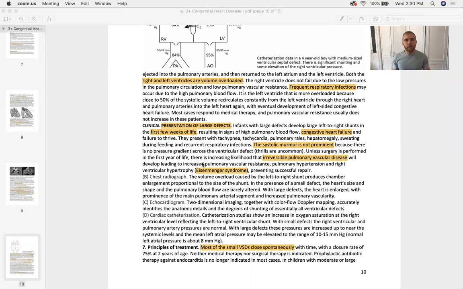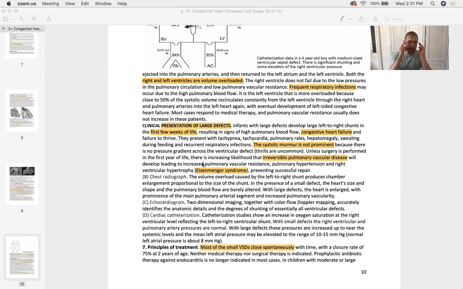You're going to see irreversible pulmonary vascular disease secondary to this hypertension of the pulmonary circuit and this congestion we've been referring to. And you can see Eisenmenger syndrome present quite rapidly in these infants and children with large ventricular septal defects. On a radiograph, the whole heart's going to be a little bit bigger. You may see the pulmonary arteries be a little bit more prominent, or a little bit more radiopaque, that's the word for it.